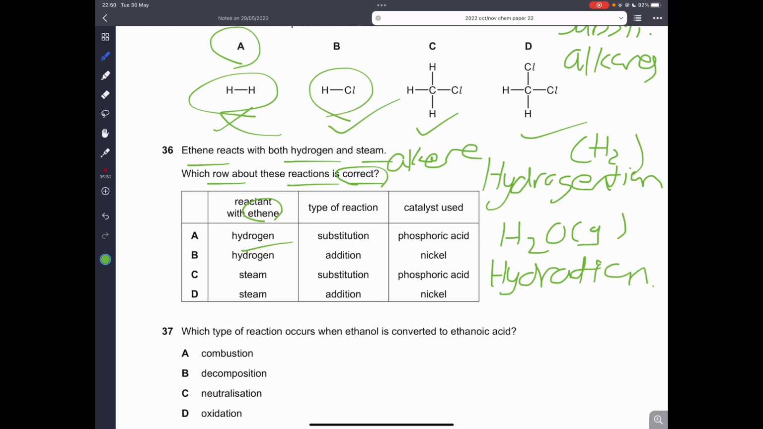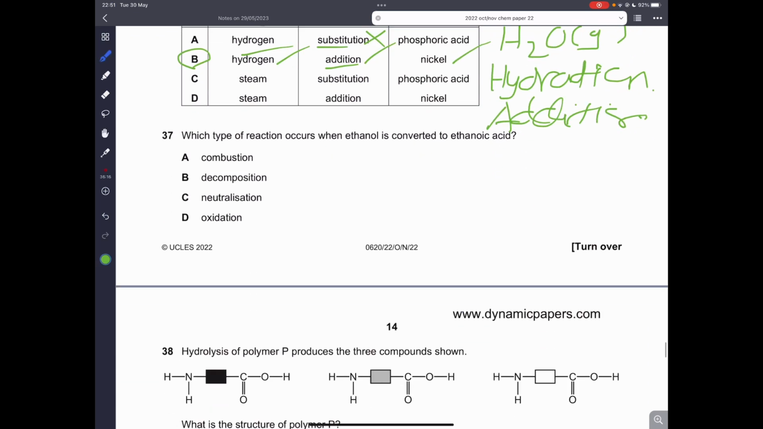And let's look at the options here. Hydrogen, the type of reaction is substitution. That is wrong, because every alkene will undergo an addition reaction. Addition reaction is very important. So hydrogen is going to be an addition reaction. The catalyst used is going to be nickel, and the temperature, although not mentioned here, is going to be 200 degrees Celsius. So B is the correct answer.